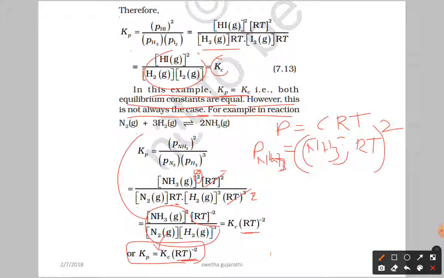Now you can see that for the above equation Kp value became Kc, but in this case Kp equals Kc into RT to the power minus 2. This is the equation for the formation of ammonia. If you go to the next slide.